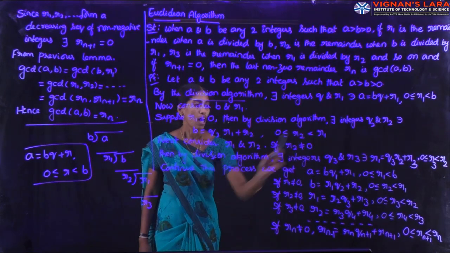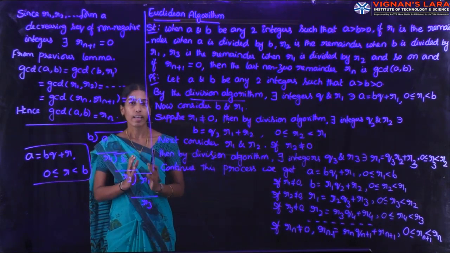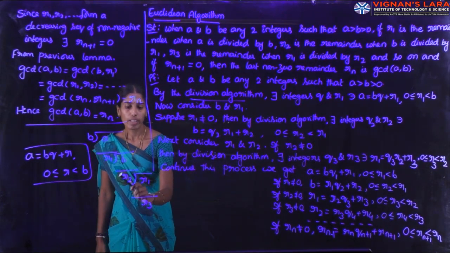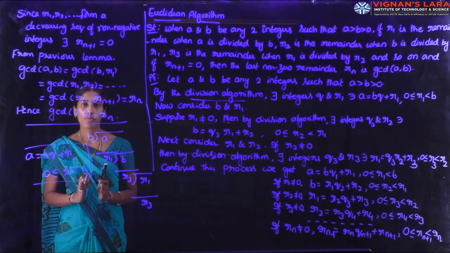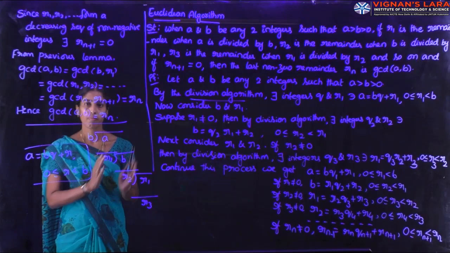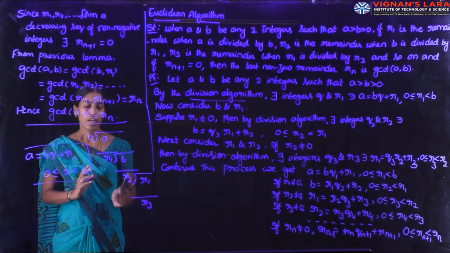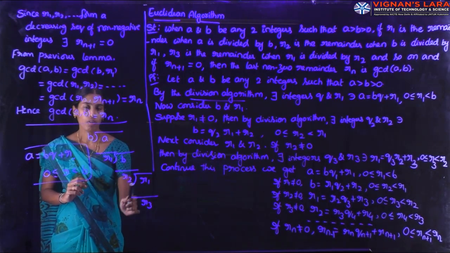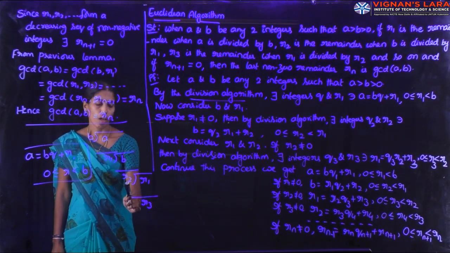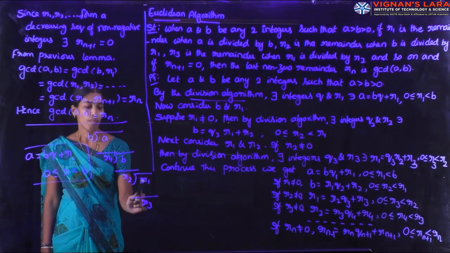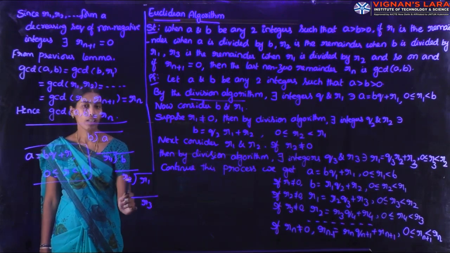and R1. Next, consider again R1 and R2. If R2 is equal to 0, we stop the proof there and we conclude the GCD. Suppose, if possible, R2 is not equal to 0. If R2 is not equal to 0, again apply the division algorithm for these two, R1 and R2.